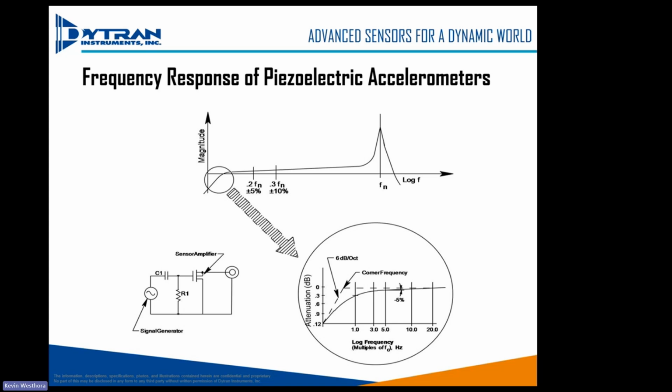Now, typically, an accelerometer would be around, as I said, 1 or 2 hertz at 5% or even 15 or 10%. So this sensor has very high low frequency. Ours, typically, it would be way down here.